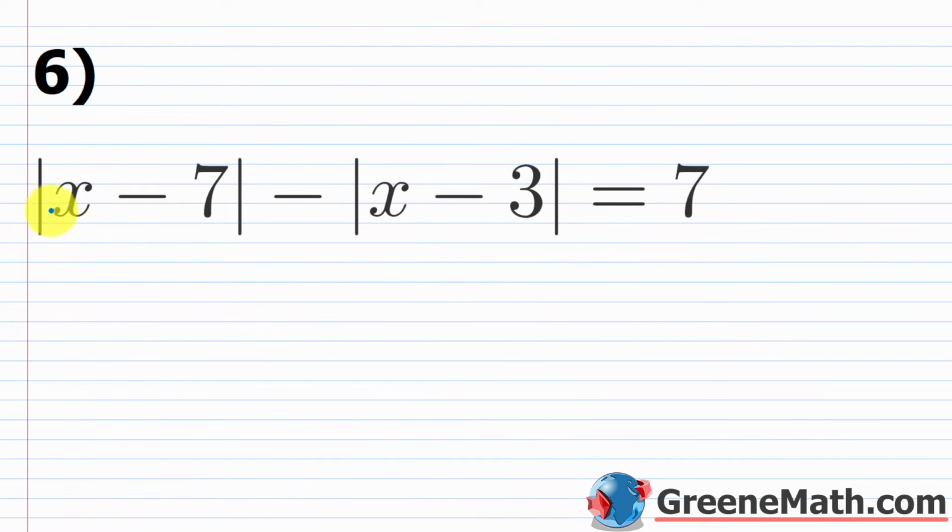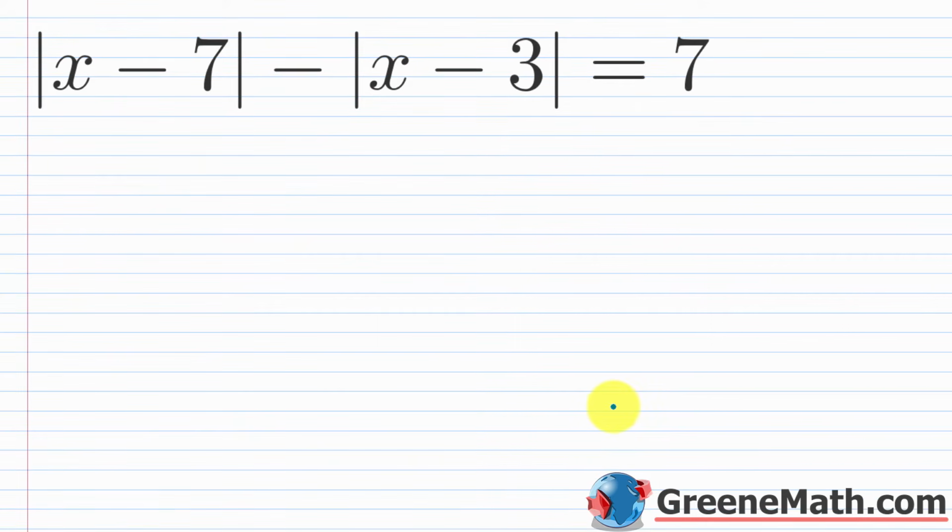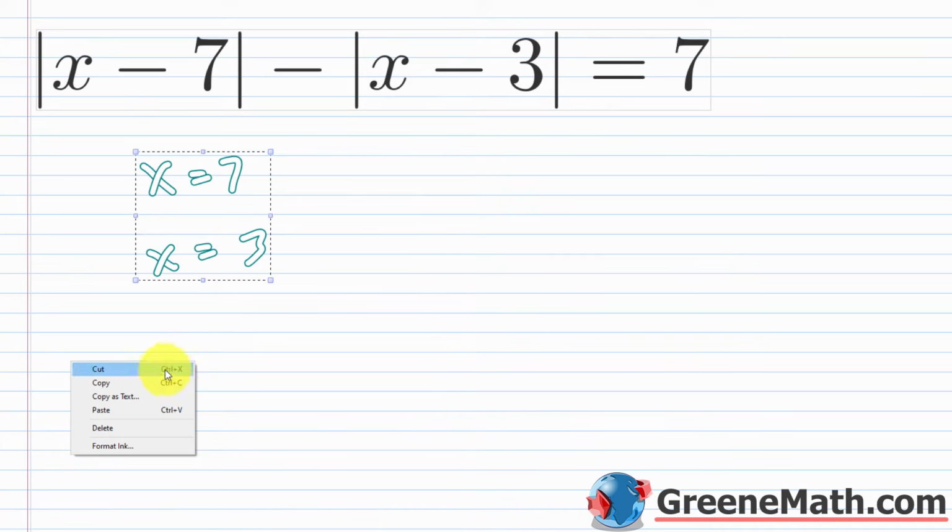So here we have the absolute value of x minus 7, then minus the absolute value of x minus 3, and this equals 7. In this particular case, I'm just going to tell you in advance, you're not going to get a solution. So I thought we would look at an example like this. Here we can kind of speed through this. We know that this one is just x is equal to 7, and for this one, it's just x is equal to 3. I think we don't have to waste time with that anymore.